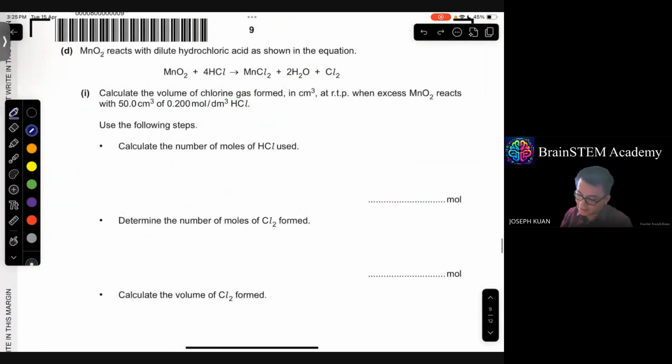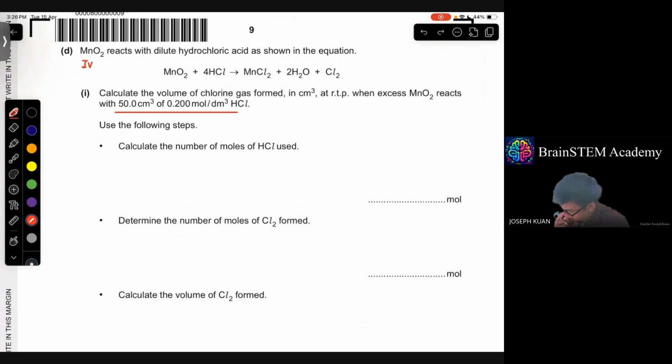Moving on, manganese(IV) oxide reacts with dilute hydrochloric acid as shown in the equation. Calculate the volume of chlorine gas formed in cubic centimeters at room temperature and pressure when excess manganese(IV) oxide reacts with 50 cubic centimeters of 0.2 mole per cubic decimeter hydrochloric acid. Now, using the following steps, calculate the number of moles of hydrochloric acid used.